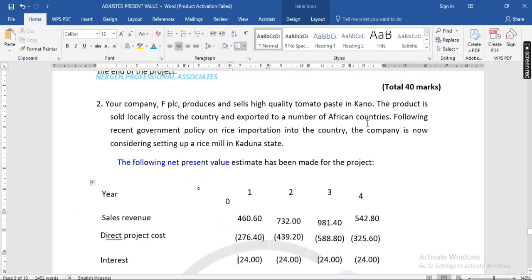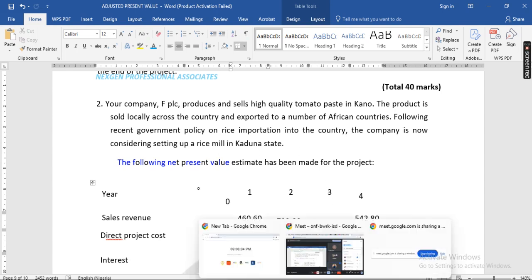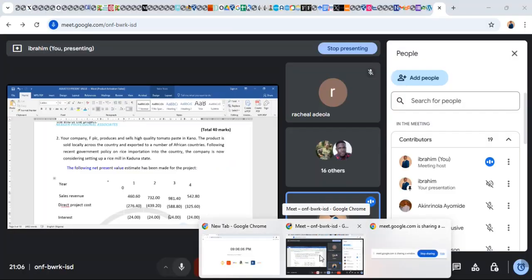And export to a number of African countries. Following recent government policy on rice importation into the country, the company is now considering setting up a rice mill in Kaduna State. Please make sure you are with your writing material and your calculator, please.